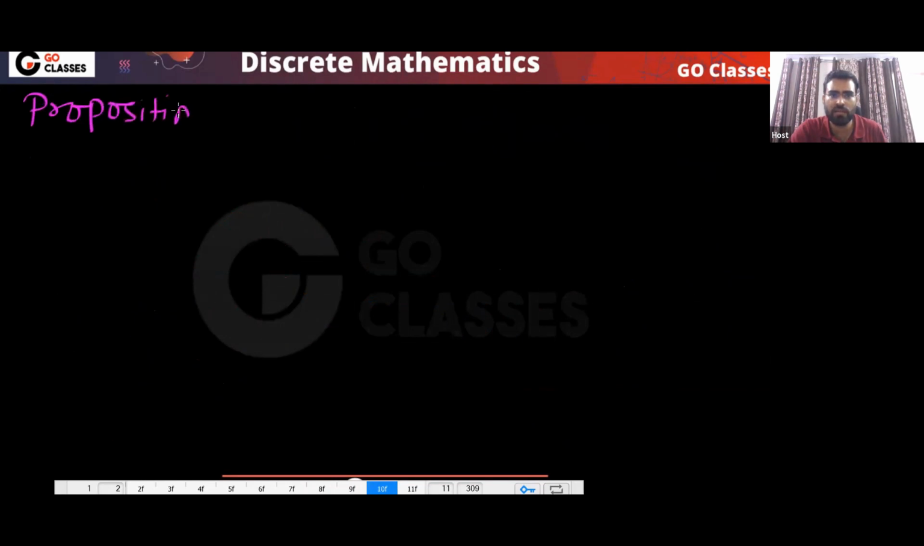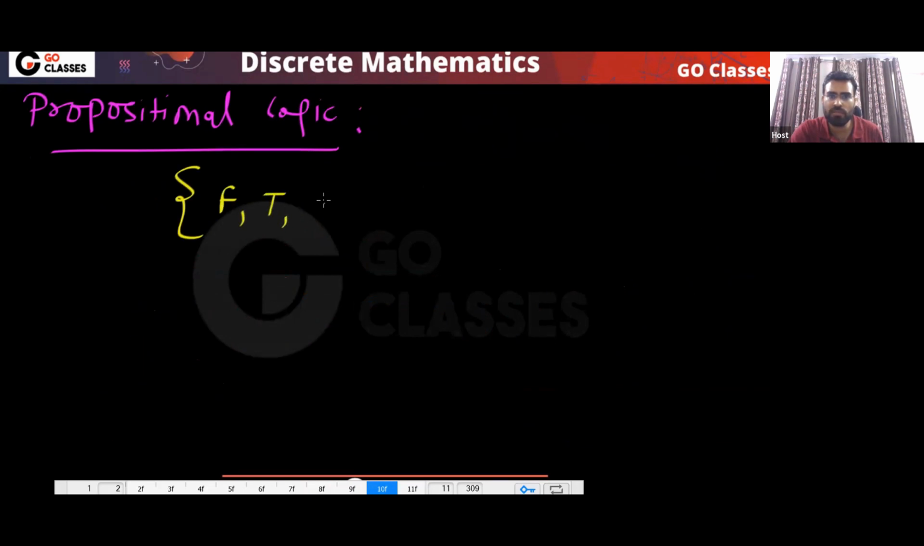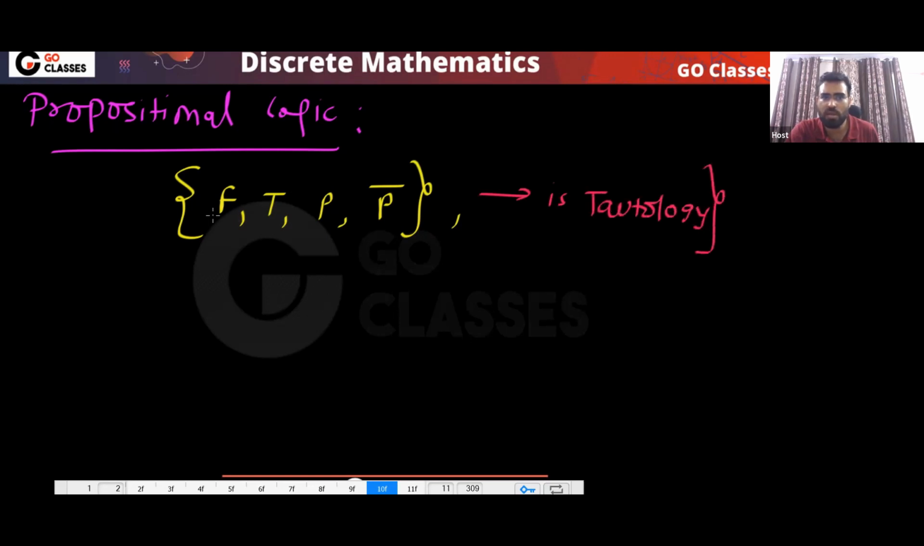So in the propositional logic field also, let me take this example. Let me take false, true, some propositional variable p and its negation. And the relation that I am defining is that implication is a tautology. This is the relation. Okay, can you create the Hasse diagram for this?